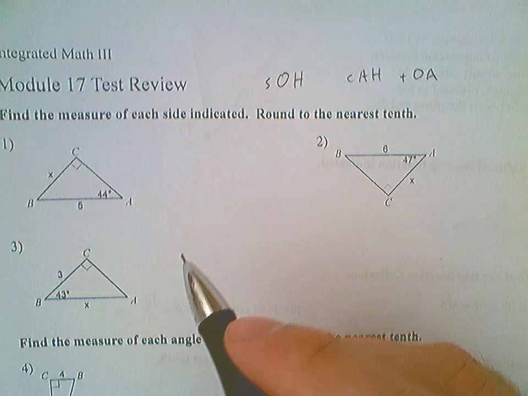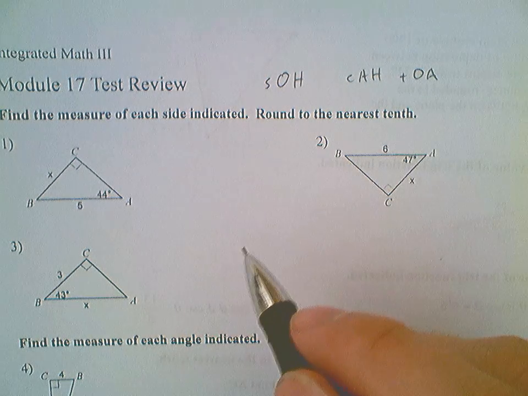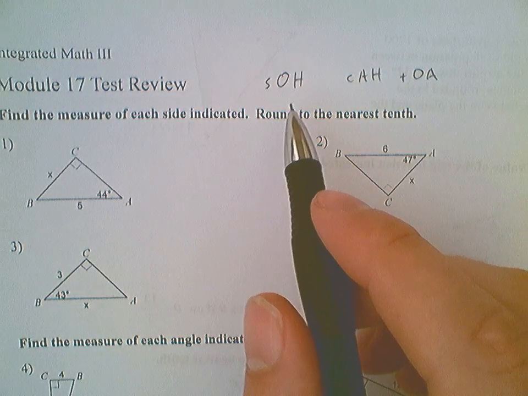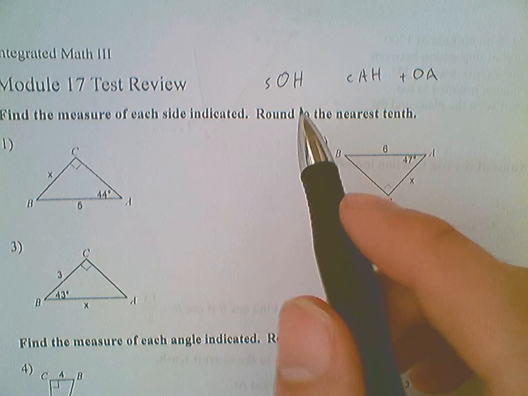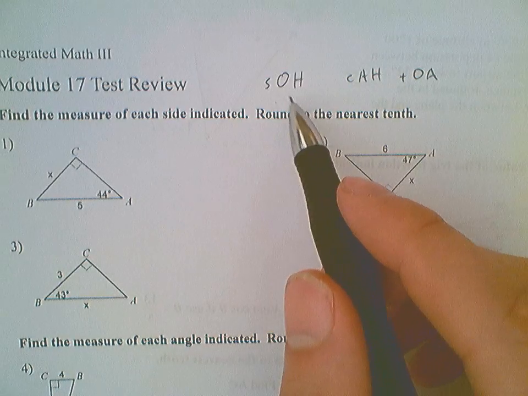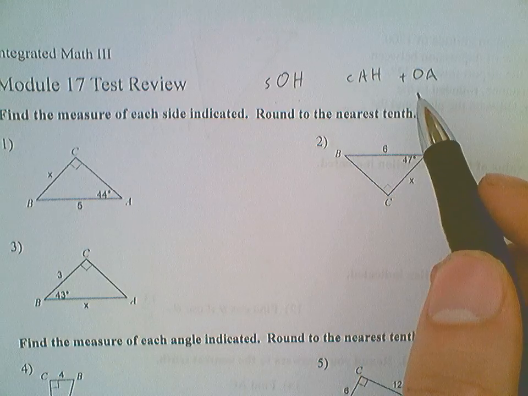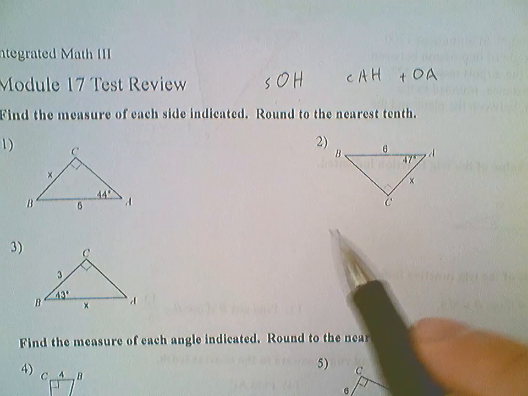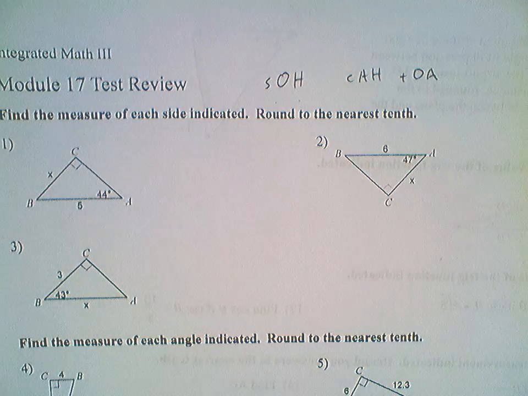So the first thing that we need to pay attention to in 1 through 3 is that they're all right triangles. So the definitions for sine, cosine, and tangent do apply here. So sine, remember, is opposite over hypotenuse, cosine is adjacent over hypotenuse, and tangent is opposite over adjacent. Those all apply here since they are all right triangles.